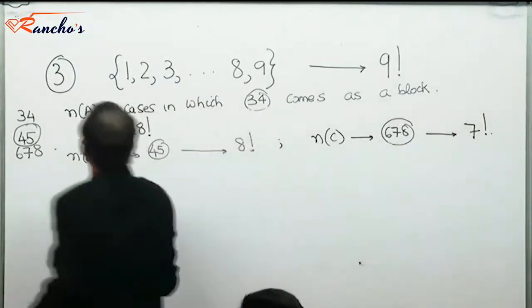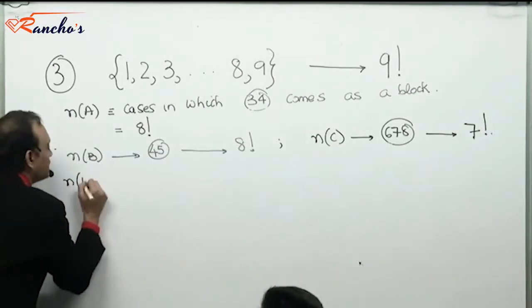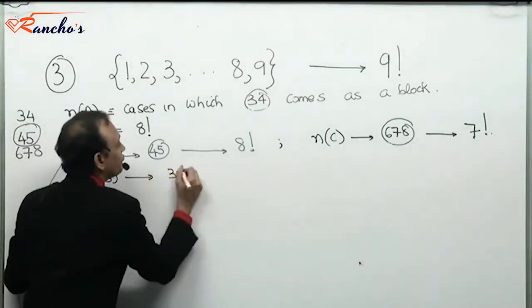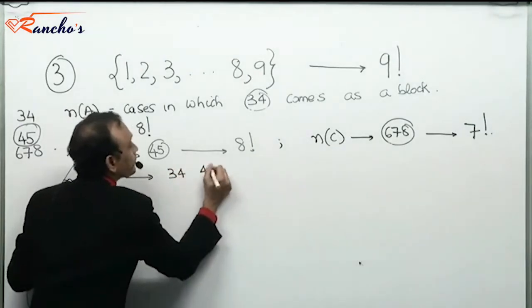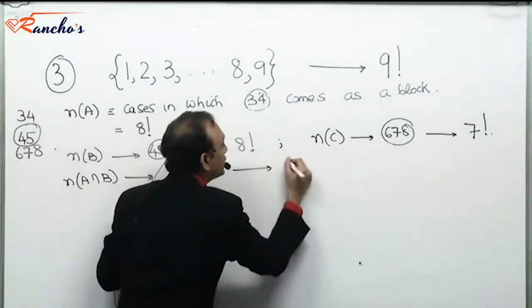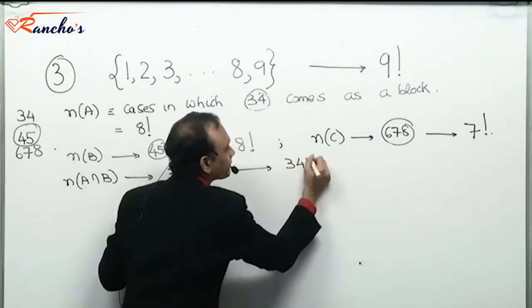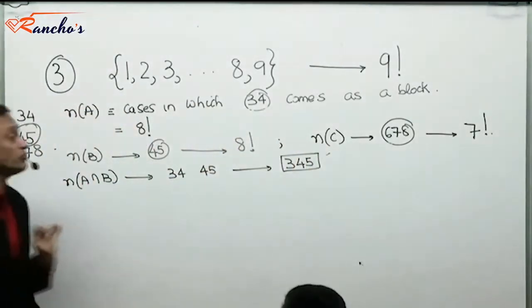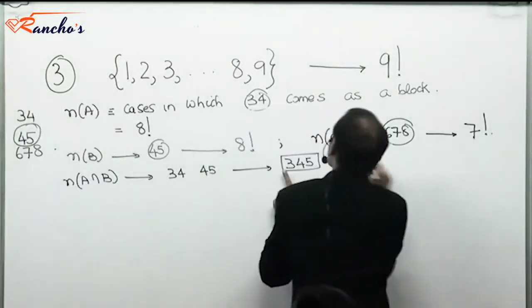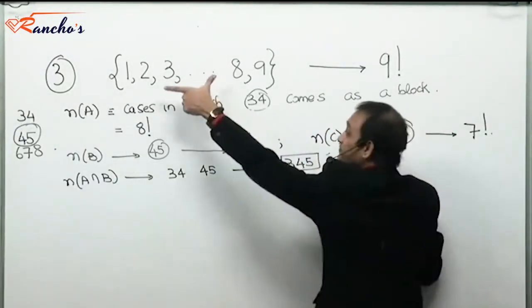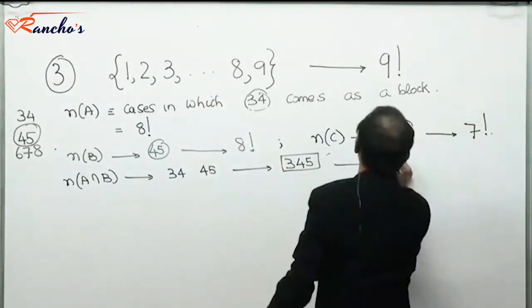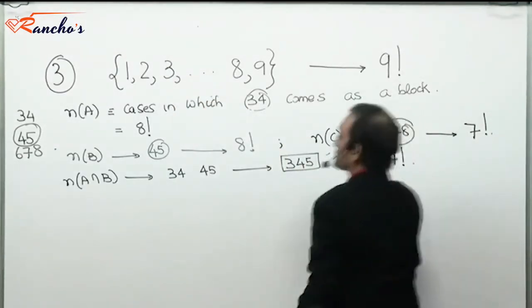Number of ways in which A and B come together. A and B coming together means 3, 4 and 4, 5 coming as a block. That means essentially 3, 4, 5 appearing, cases in which 3, 4, 5 appears as a single unit. So how many cases? 6 from there, and 1, 7 entities to be permuted in 7 factorial ways.